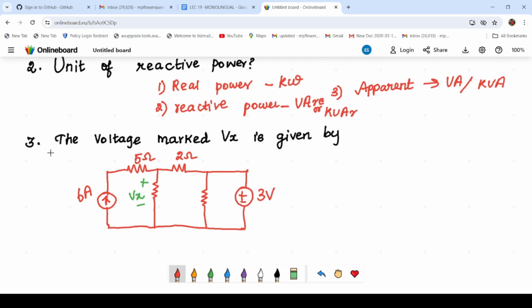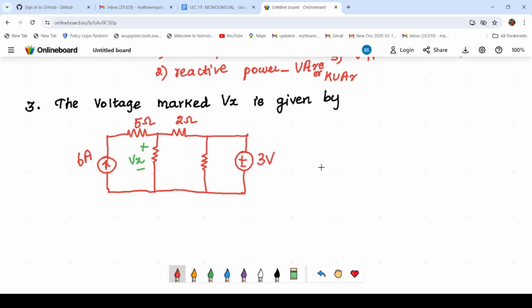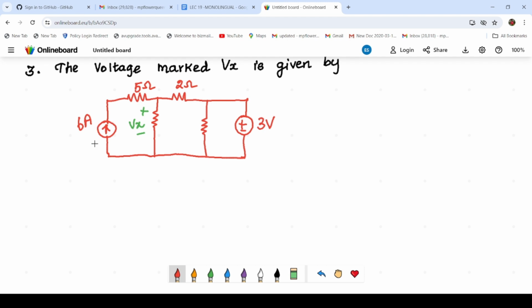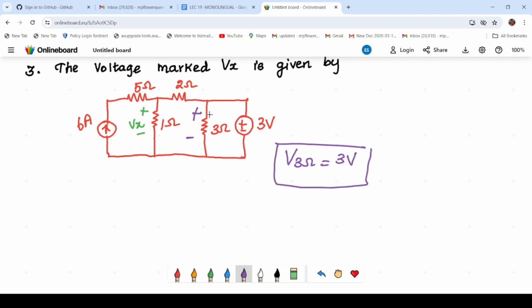Next, problem number 3. The voltage Vx is given by... Here, I am going to find out the voltage. The resistances given are 1 ohm and 3 ohm. So, how to find out the voltage? Before finding Vx, first we should find out the voltage across the 3 ohm. The same voltage appears across the 3 ohm because both are in parallel combination: 3 volt. And next, using the 3 volt value, I am going to find out Vx.